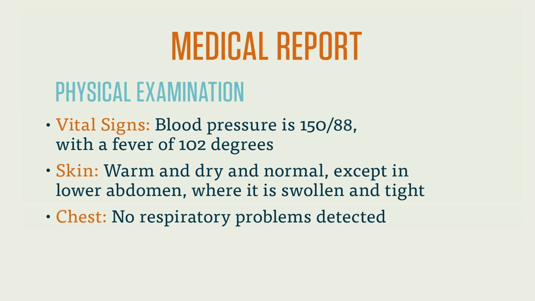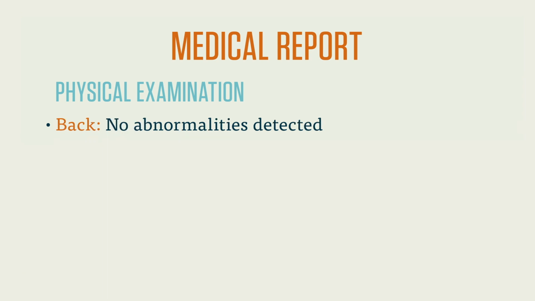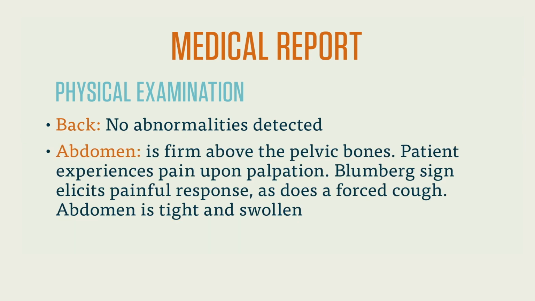Chest: no respiratory problems detected. Cardiac: regular rhythm. Back: no abnormalities detected. Abdomen is firm above the pelvic bones. Patient experiences pain upon palpation. Blumberg sign elicits painful response, as does a forced cough. Abdomen is tight and swollen.